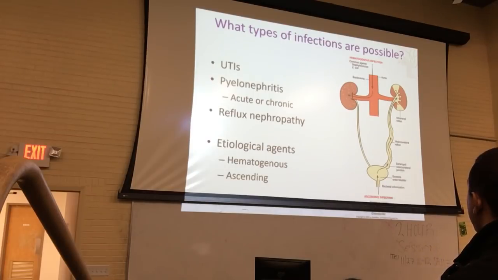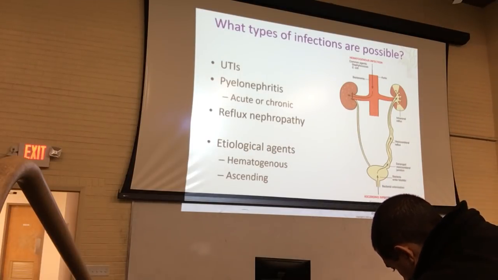If we look at the descending infections, there could be something in the blood, like a staph infection or E. coli. And because the kidneys are very susceptible to filtering, a lot of these infections are going to target the kidneys right off the bat. They're actually somewhat susceptible to catching, as a filter, some of these infections. And so that's how a hematogenous infection, otherwise known as a descending infection, can take place.